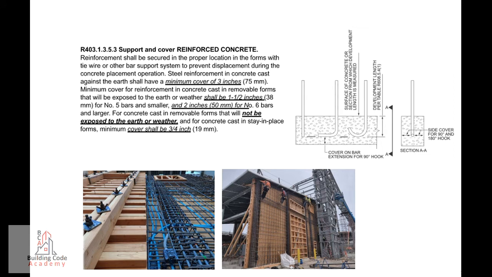R403.1.3.5.3 Support and cover reinforced concrete. Reinforcement shall be secured in the proper location in the forms with tie wire or other bar support system to prevent displacement during the concrete placement operation. Steel reinforcement in concrete cast against the earth shall have a minimum cover of 3 inches, 75 millimeters. Minimum cover for reinforcement in concrete cast in removable forms that will be exposed to the earth or weather shall be 1.5 inches, 38 millimeters, for number 5 bars and smaller, and 2 inches, 50 millimeters, for number 6 bars and larger. For concrete cast in removable forms that will not be exposed to the earth or weather, and for concrete cast in stay-in-place forms, minimum cover shall be 3/4 inch, 19 millimeters.